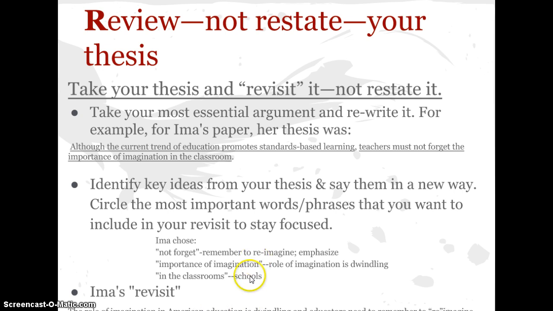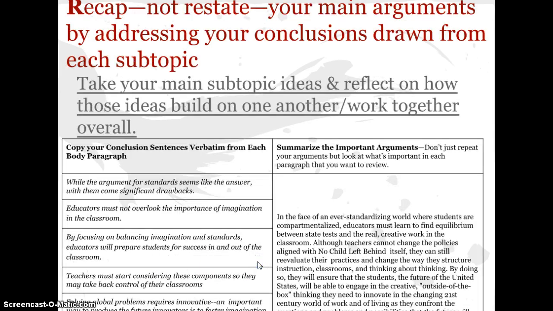And in Ima's revisit, the role of imagination in American education is dwindling, and educators need to remember to reimagine, is her revisit. So again, the role of imagination in American education is dwindling, and educators need to remember to reimagine. So that's her revisit, being able to take these ideas and not restate, but revisit them in a new way.